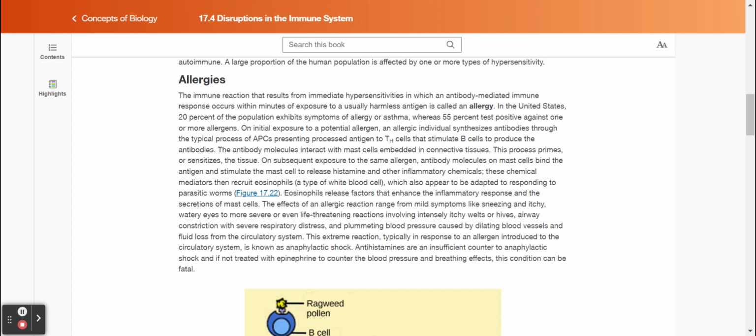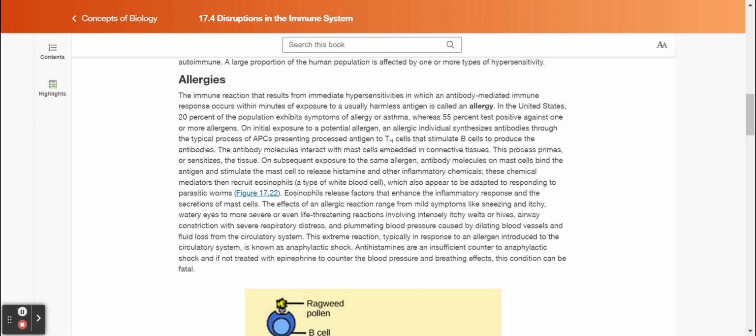The antibody molecules interact with mast cells embedded in connective tissue. This process primes or sensitizes the tissue. On subsequent exposure to the same allergen, antibody molecules on mast cells bind the antigen and stimulate the mast cell to release histamine and other inflammatory chemicals. These chemical mediators then recruit eosinophils, a type of white blood cell, which also appear to be adapted to responding to parasitic worms. Eosinophils release factors that enhance the inflammatory response and the secretions of mast cells.